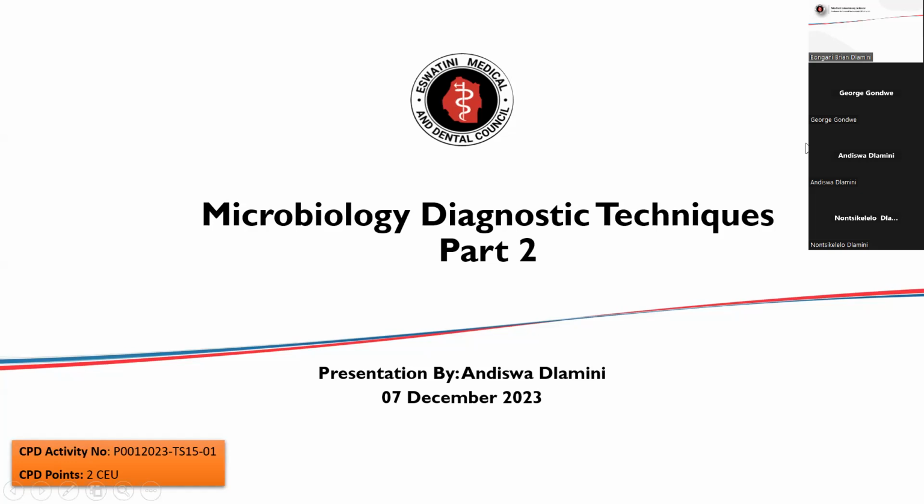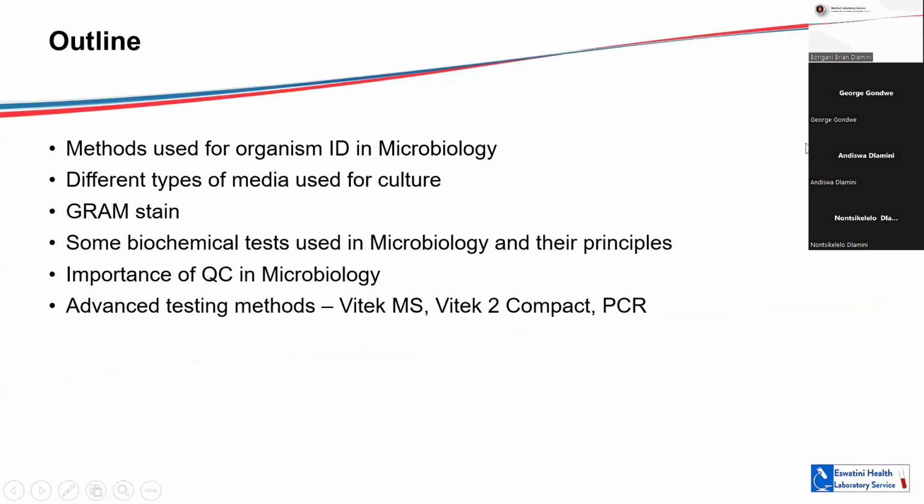So today we'll cover the methods that we use in identifying organisms in microbiology. We'll also look at some types of media that are used for culture. We'll discuss gram stain a bit, as we did previously in the last presentation. We'll also talk about principles of some biochemical tests that are used in microbiology. And we'll discuss the importance of quality control in microbiology. We'll discuss advanced testing methods that are used in microbiology, such as the VITEK MS and the VITEK 2 Compact and PCR. So we'll talk about the principles of these analyzers which are being used.